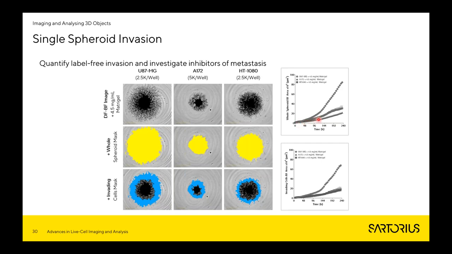So we can look at the difference in the size of the whole spheroid mask. We can see that the U87s are the largest, then the HT1080s, and then the A172s. When we then specifically look at the invading cell mask, however, what we see is that actually the HT1080s and the A172s have a relatively similar invasive potential. And the reason that the HT1080s had a slightly higher whole spheroid size is just because the starting spheroid was that bit bigger.